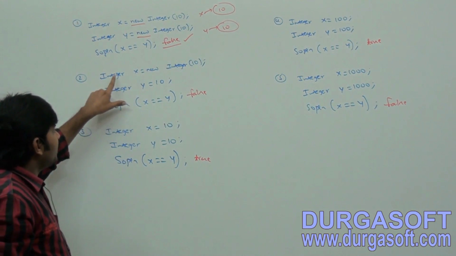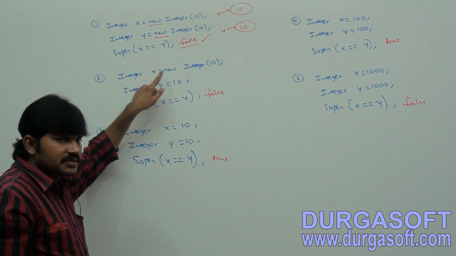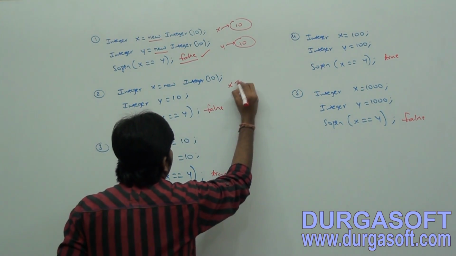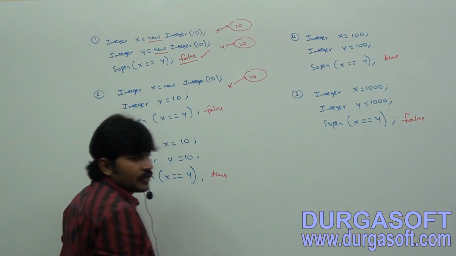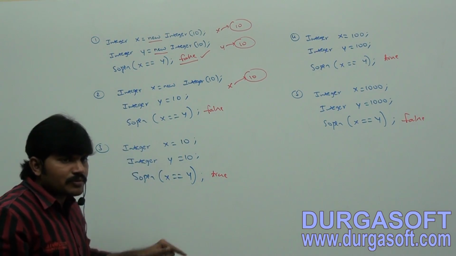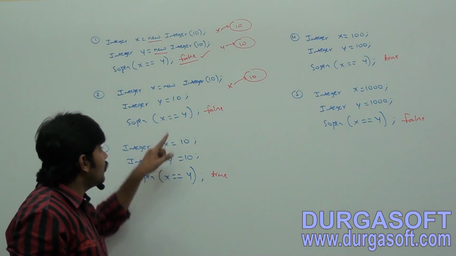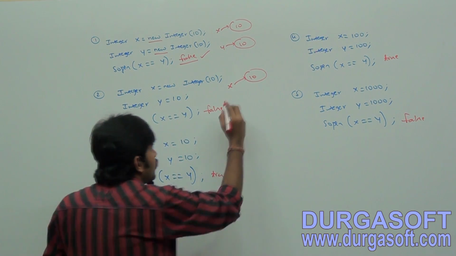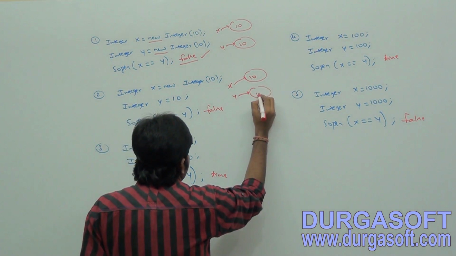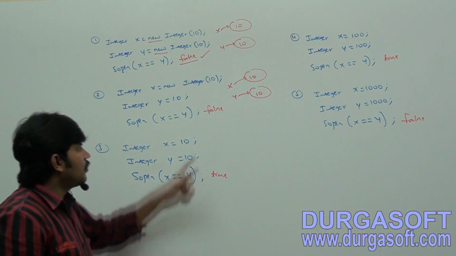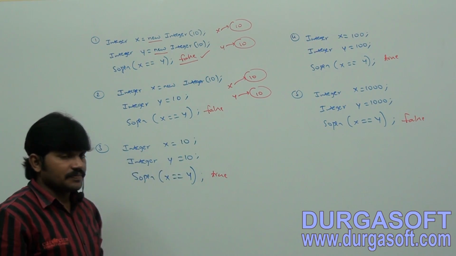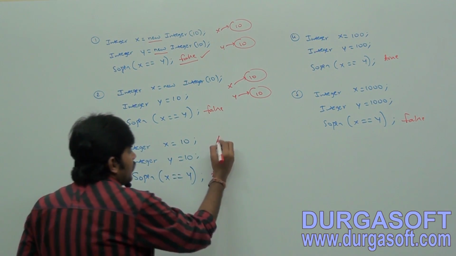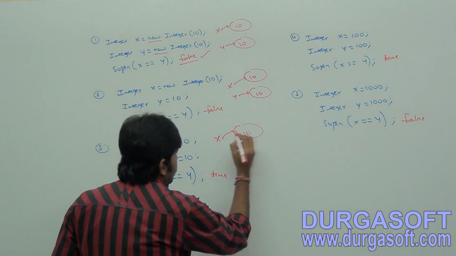Second one, Integer x is equal to new Integer(10), and Integer y is equal to 10. Do you know, autoboxing concept is completely different. That's why a new object is created by default. Both concepts are different, so false. Integer x is equal to 10 is nothing but autoboxing.